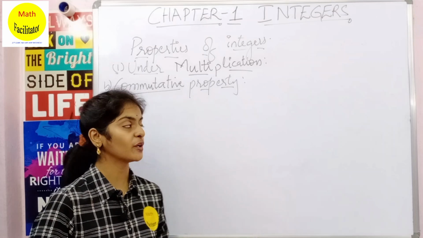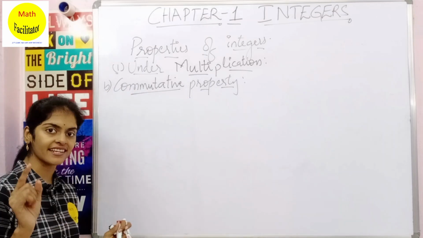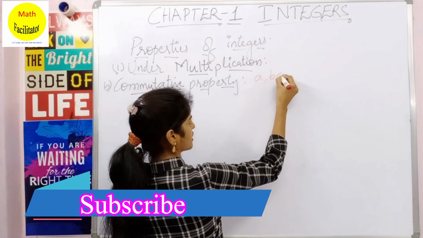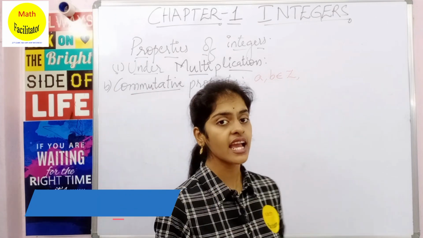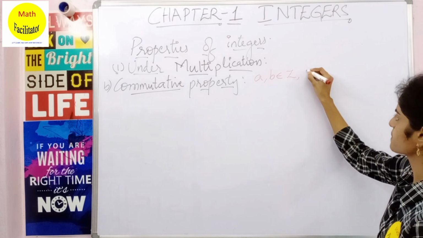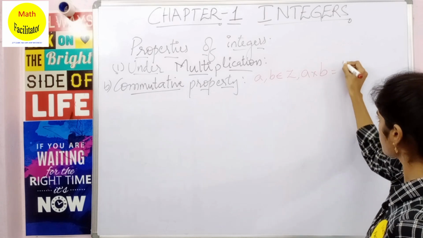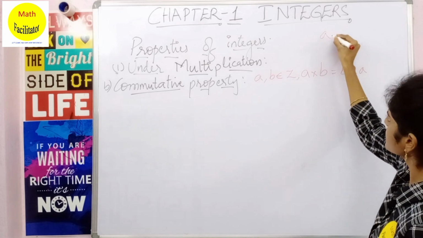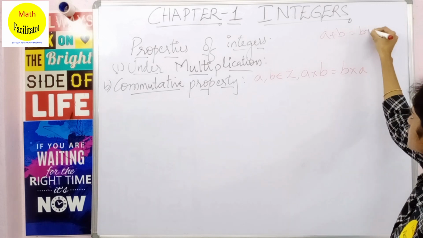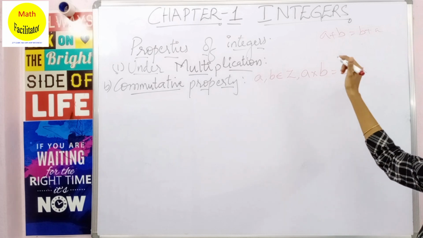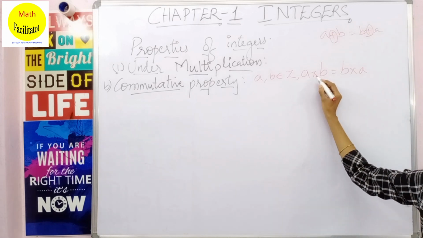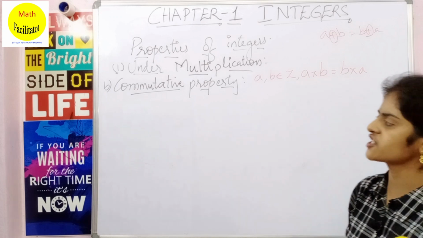Now let us talk about commutative property of integers under multiplication. The condition is if A and B belong to integers, then A into B should be equal to B into A. For addition, what did we write? We wrote A plus B should be equal to B plus A. Do you remember? Now for multiplication, you will just change the sign, so addition becomes multiplication. Clear? Let us check this property now.